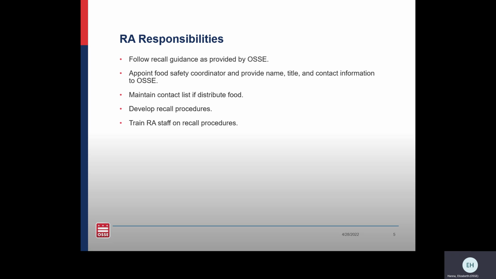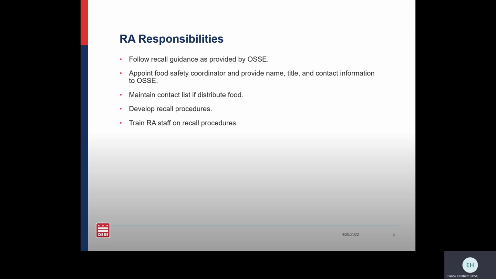While information about a food recall may be communicated by a processor, distributor, or even the media, for USDA foods recalls, it is imperative that RAs work with OSSI to ensure the recall is addressed properly. Each RA is responsible for appointing a food safety coordinator and an alternate. Provide the name, title, and contact information of that individual to OSSI. Contact information should be available for 24-hour access to speed the notification process.